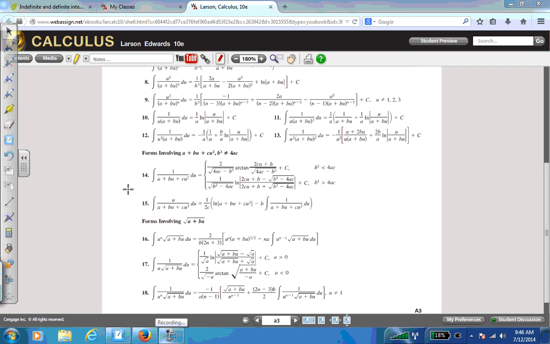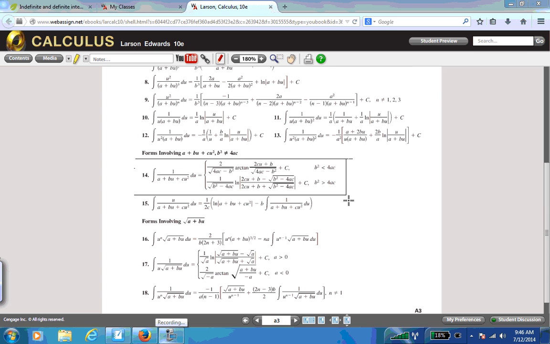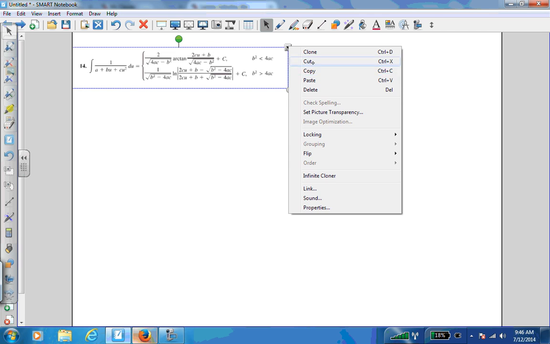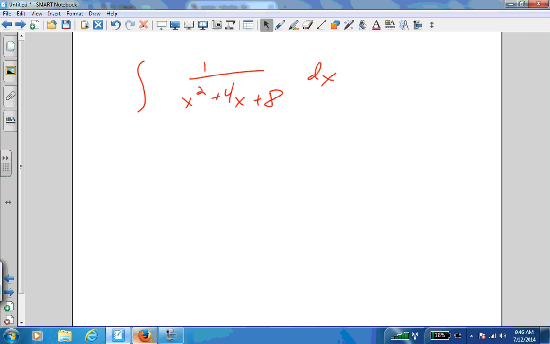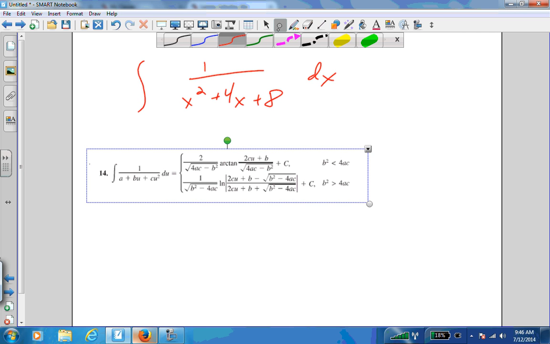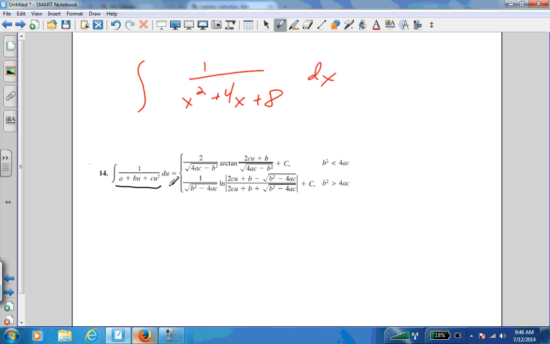So if we pick that one, we'll take that and put it over here where we can compare. Notice theirs is in ascending order. Ours is in descending order. So this is our A, B, and of course C is 1. Our U is X, so DU is DX. So DU over A plus BU plus CU squared. So yes, that's the form we have.